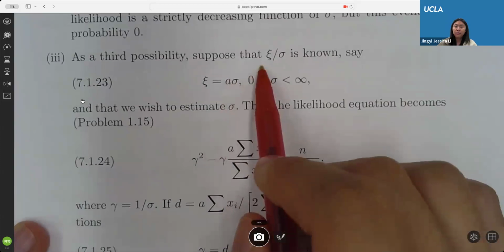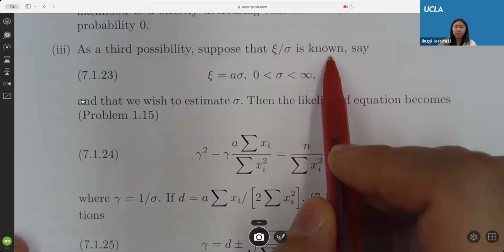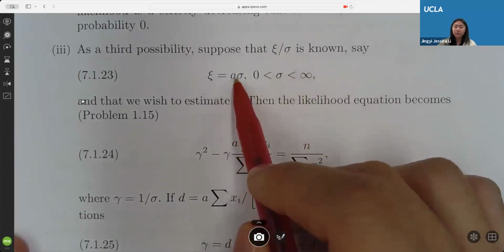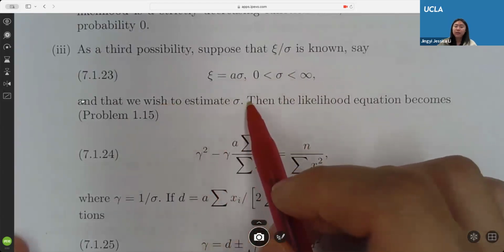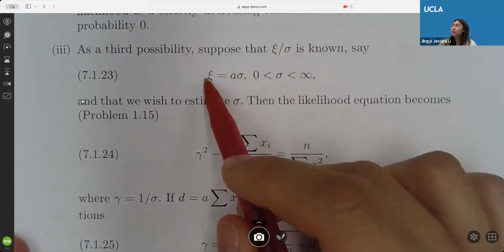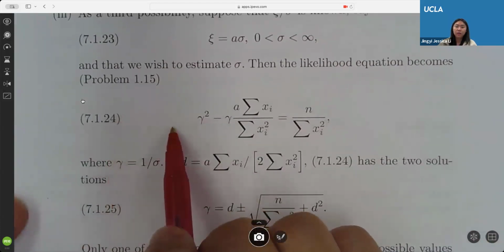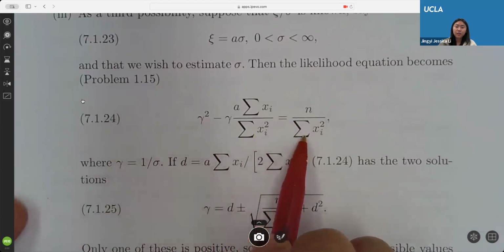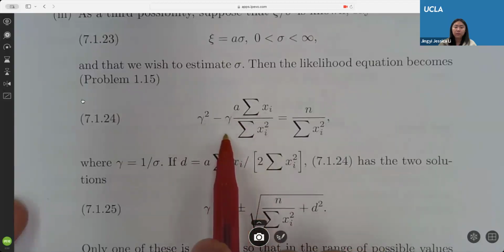Third possibility, suppose that you have the ratio known, say that you specify psi equals A times sigma with A known, and that we wish to estimate sigma. Because in this case, the two parameters are tied. If you know sigma, then you know psi. So you just need to estimate one parameter. Then the likelihood equation becomes this. You take the derivative and basically do a reparameterization, gamma as 1 over sigma. So this is the equation.